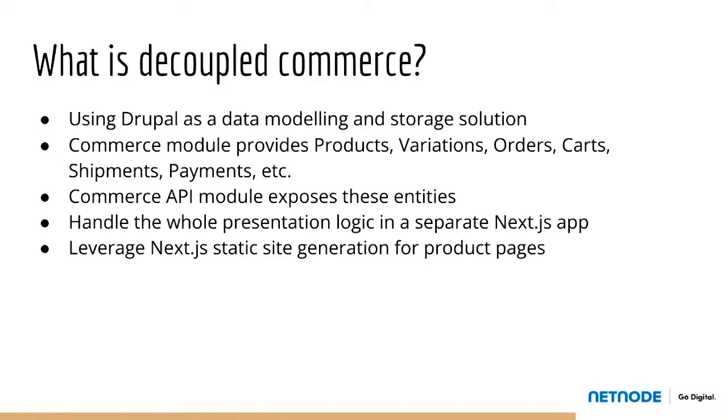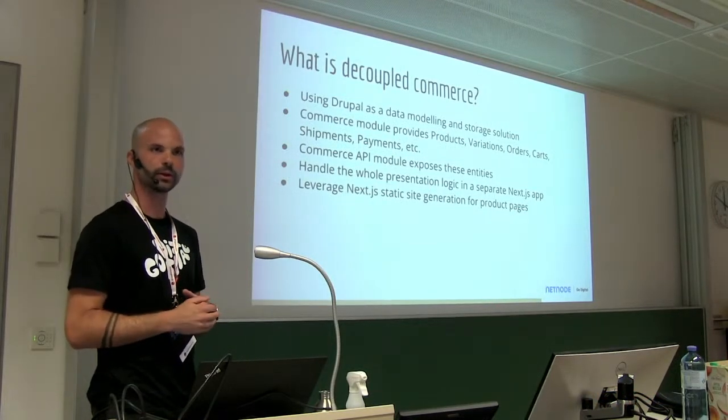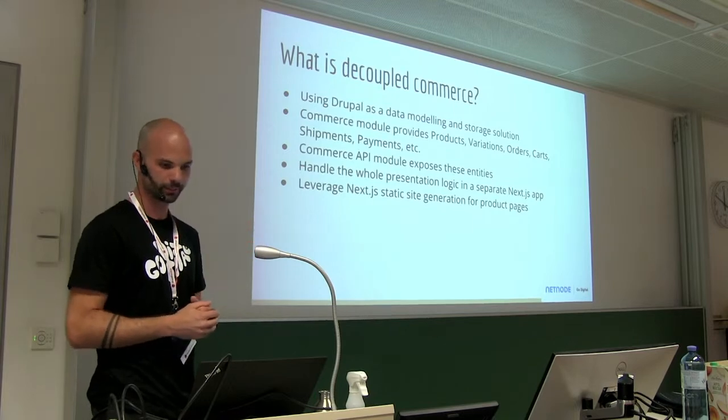And then there's also the popular Commerce module, which actually provides some entity types out of the box. For example, the products, product variations, orders, carts, shipments, payments, etc. Then the next part that is really helpful in a decoupled commerce ecosystem is the Commerce API module, which exposes these entities through a JSON API. So you can add, for example, products to a cart. I will be talking a bit more about this later on in the presentation.